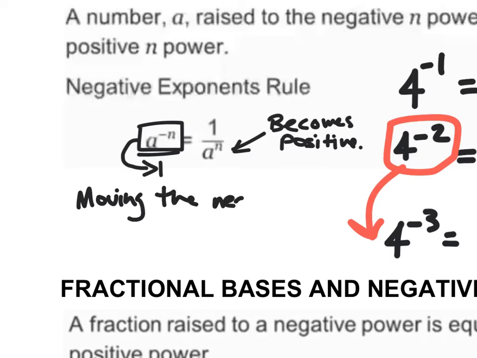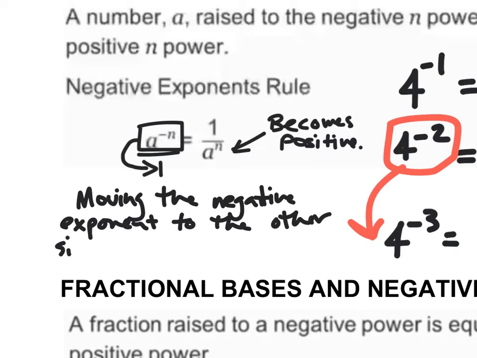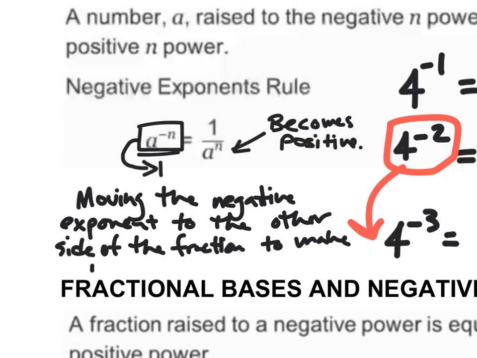So all you're doing is moving the negative exponent to the other side of the fraction to make it positive. And that's all we're doing.